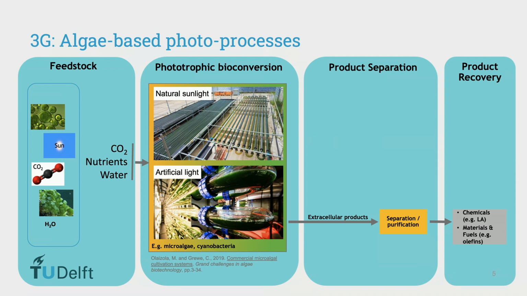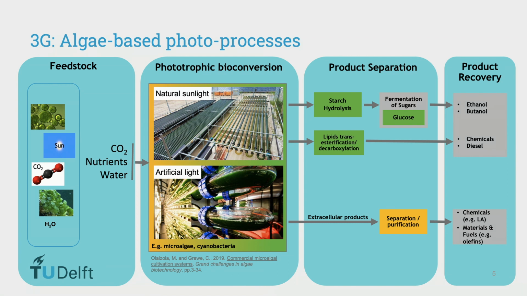Some phototrophic organisms accumulate starch as carbon storage. This starch can be recovered and hydrolyzed to sugars. These sugars can be used for further fermentative conversions. Lipids can also be recovered to undergo transesterification and decarboxylation to produce chemicals and diesels. Finally, the lean biomass could also be used to make and recover products of interest such as proteins. The reference on the slide is a good source to learn more about microalgae biotechnology.